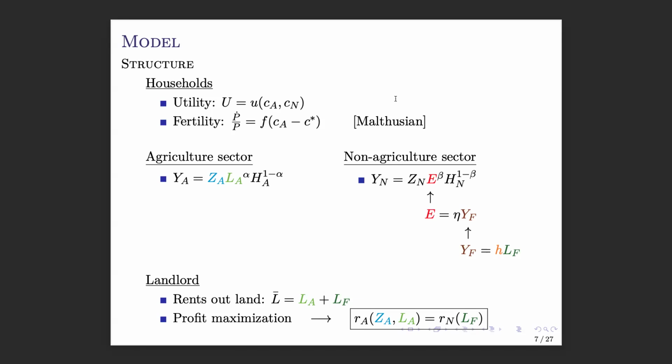But somehow this is mitigated by some force. Maybe HA and HN. What are these? Those are labor, and I should have said here labor. Maybe the labor might be moving more to the non-agriculture sector. That might be related to what John said.